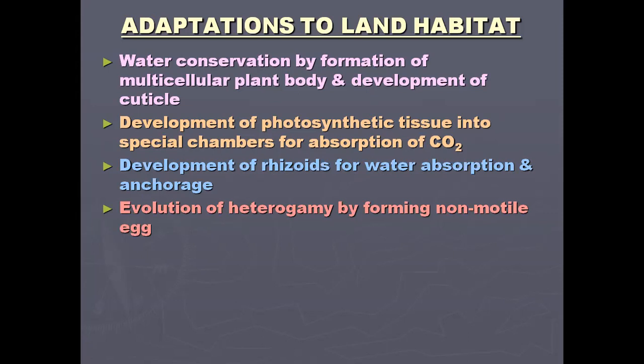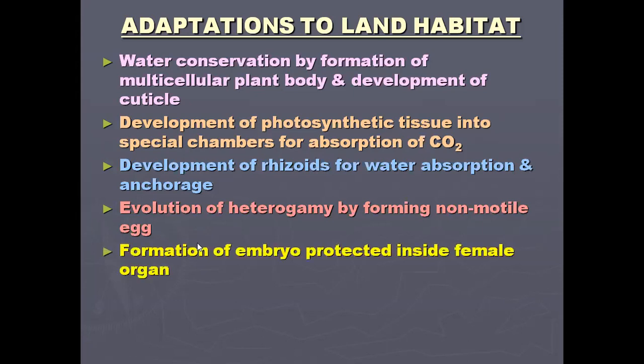Evolution of heterogamy means development of different types of gametes. The eggs and the antherozoids are different from each other, with a non-motile egg. The egg is not motile anymore and will not be released anymore. The embryo is formed protected inside the female organ. The female organ, we have already observed in the previous sketch. You can scroll back and I'll show you again.